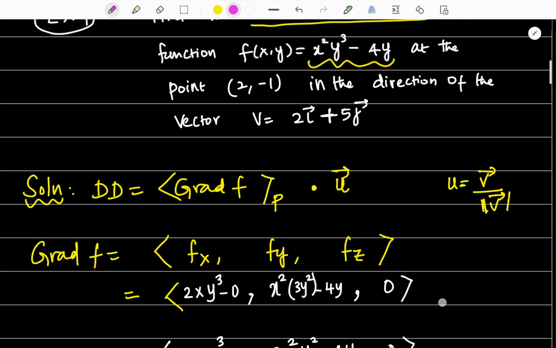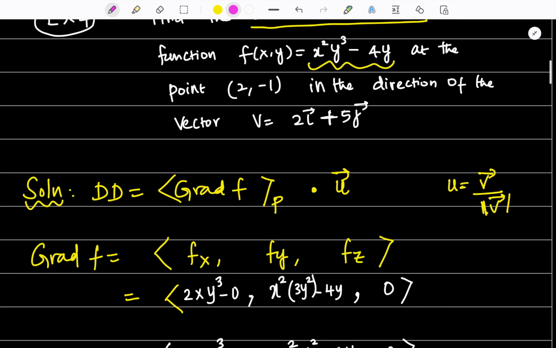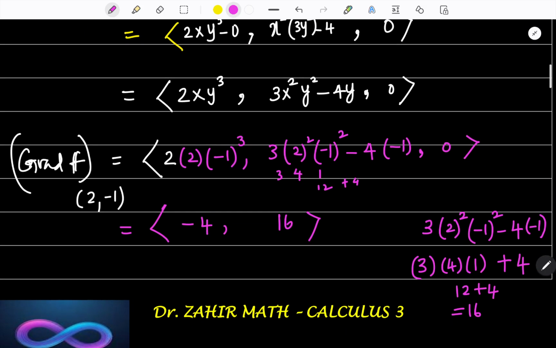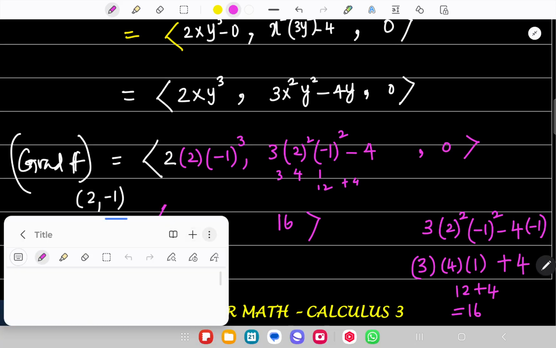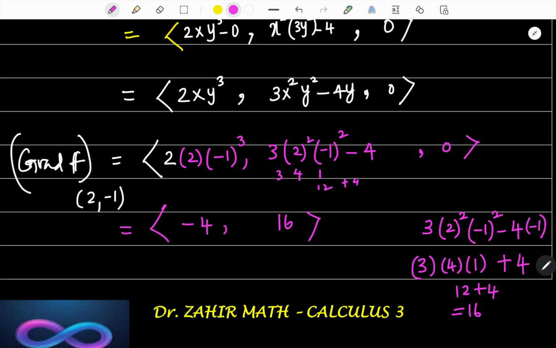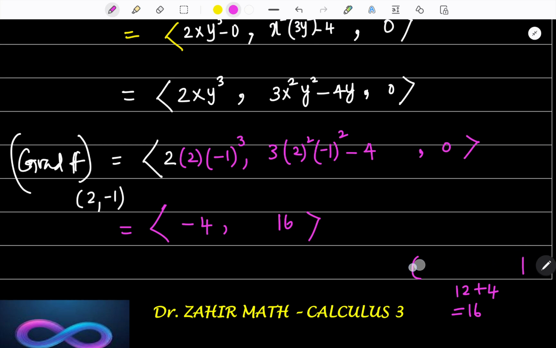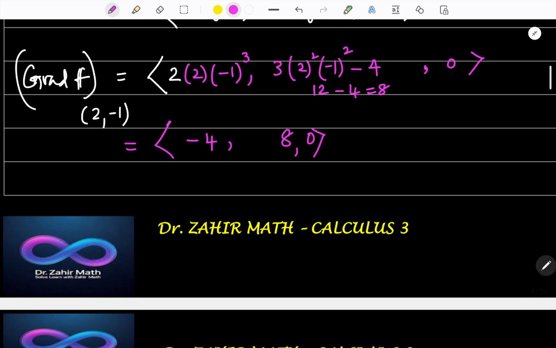Derivative is correct or not. So we are going to do it with respect to y. I made a mistake. What's the derivative with respect to y? When you are doing it with respect to y, x squared is a constant, so 3y squared, and minus 4, not y. There is no y here, it is minus 4. So this is 12 minus 4, which is equal to 8. So it is minus 4, 8, and comma 0 also you can write, no problem.